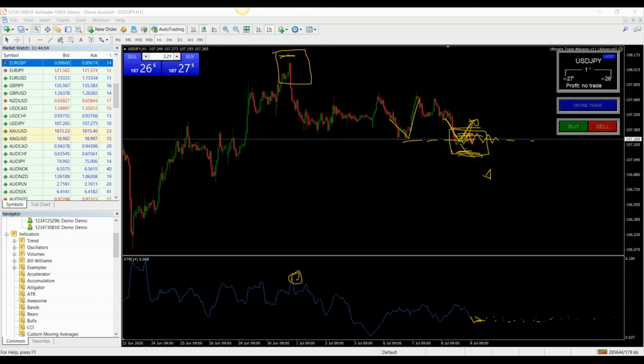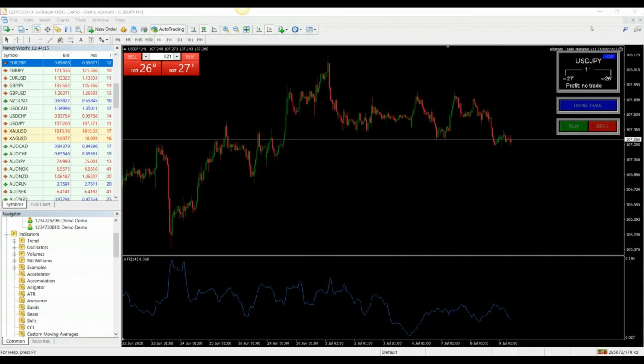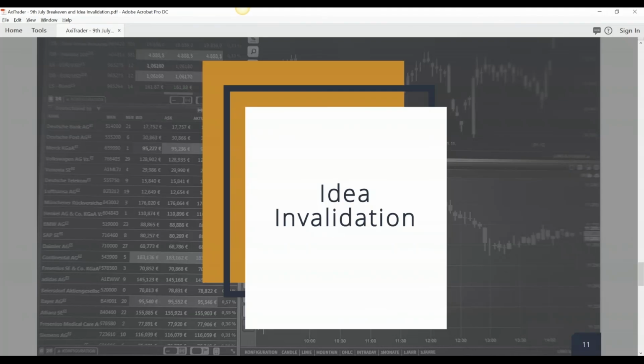So let me share with you guys about idea invalidation, okay? And it's great to see that everyone is still with me. In fact, 100% of people are looking at the screen now. That's great, man. Exciting stuff. Now, idea invalidation. Are you ready for my amazing drawing? Okay, I'm going to go to idea invalidation.